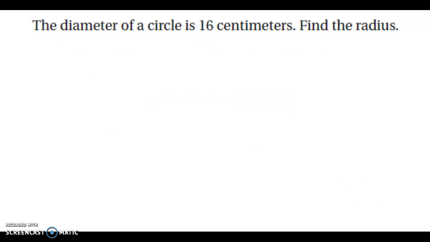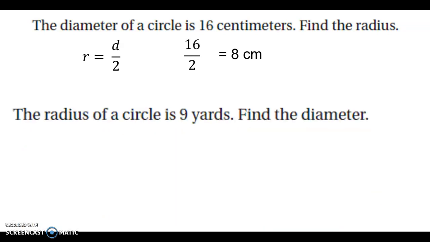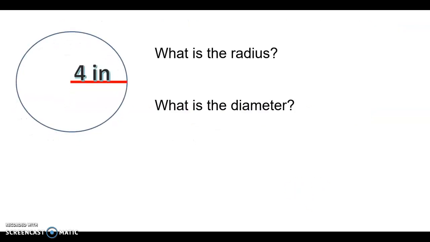So the diameter of a circle is 16, so find the radius. So we use this formula. So you take the diameter 16 divided by 2, you get 8. It says the radius of the circle is 9, find the diameter. So use D equals 2R, so 2 times the radius, 18. Now this one says what is the radius and what is the diameter. The radius would be 4 inches because it goes from the center of the circle to the side. That means the diameter would be 2 times the radius, so we go 2 times 4, so it'd be 8 inches.